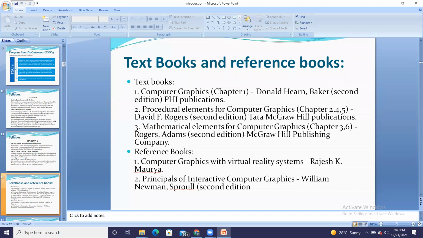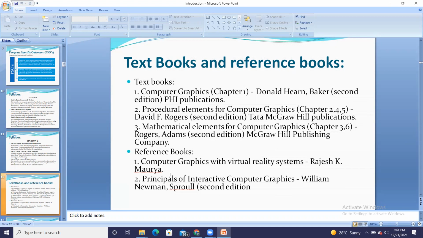So the whole syllabus is divided into 3 books. First is Hearn and Baker, which includes chapter number 1. Then 2, 4, 5 are in Procedural Elements by David Rogers, and the Mathematical Elements of CG has chapter numbers 3 and 6. So that is about textbooks.